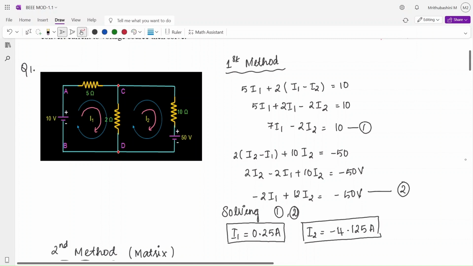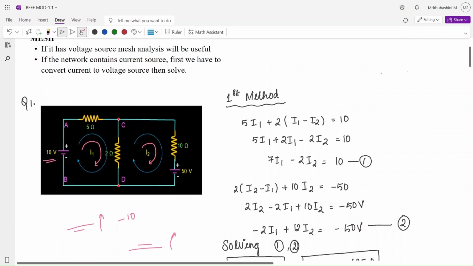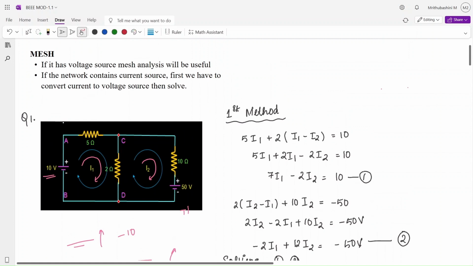And why are we putting this loop? We'll write the values according to how the loop goes. For a voltage, if you're going from negative to positive, you have to write minus the value of the voltage. So here, for example, I'll write minus 10. If you're going from positive to negative, then you will write plus 10.